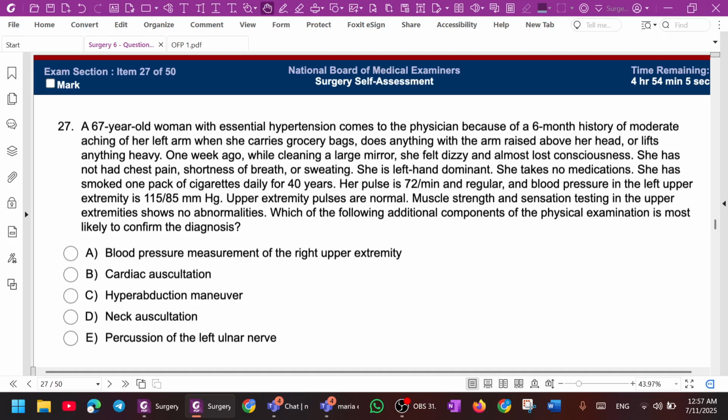Next. A 67-year-old woman with essential hypertension comes to the physician because of a 6-month history of moderate aching of her left arm when she carries grocery bags. She does not do anything with the arm raised above her head and does not lift anything heavy.